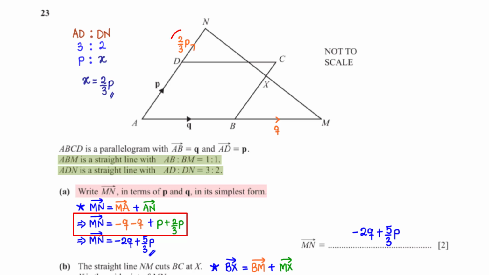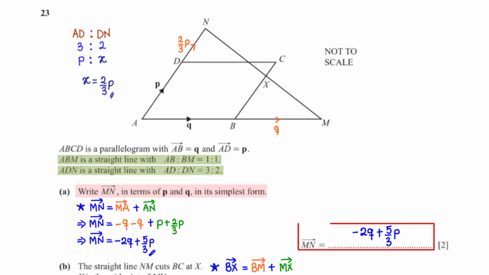So how did we get DN as 2/3P? We were told in the question that AD is to DN is 3:2, and we know AD is P. So what would DN be? This is what we are calling X. And so to find X, we cross multiply and make X the subject. This gives us X equals 2/3P. -Q minus Q is -2Q, and P plus 2/3P is 5/3P. And so our final answer here is -2Q plus 5/3P.